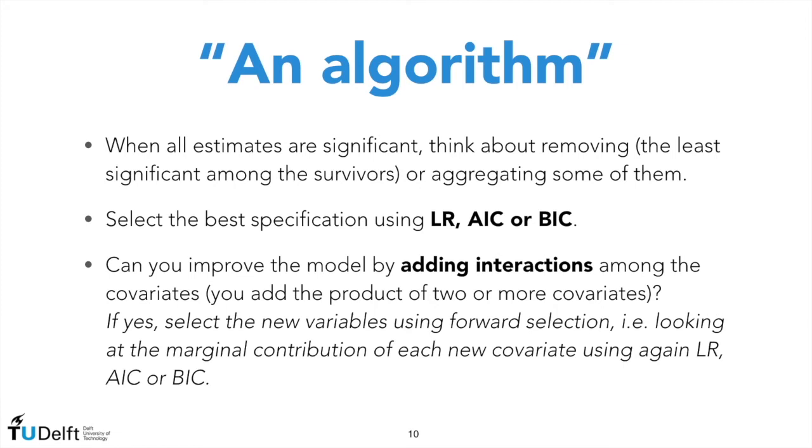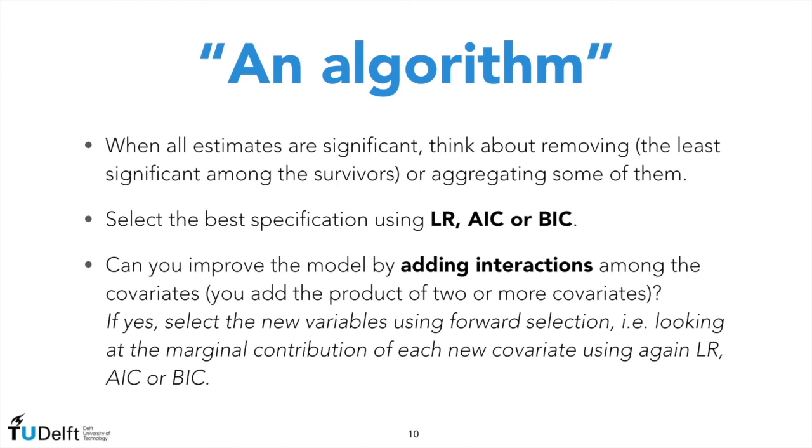At a certain point we will remain with all covariates that are significant. Should we stop here? In reality, no. It would be nice to see if we can still remove some of the surviving covariates, or if we can aggregate them in some way. Why? Because we are looking for a model which is good in terms of fitting, but that is also parsimonious, that is to say without too many covariates, without too many parameters. We want something which is strong and simple.